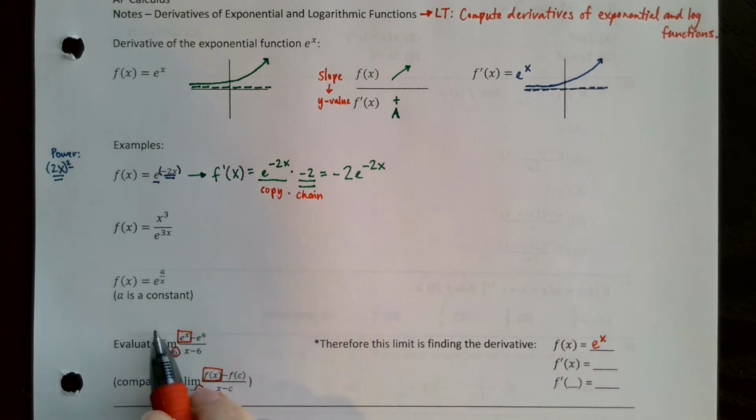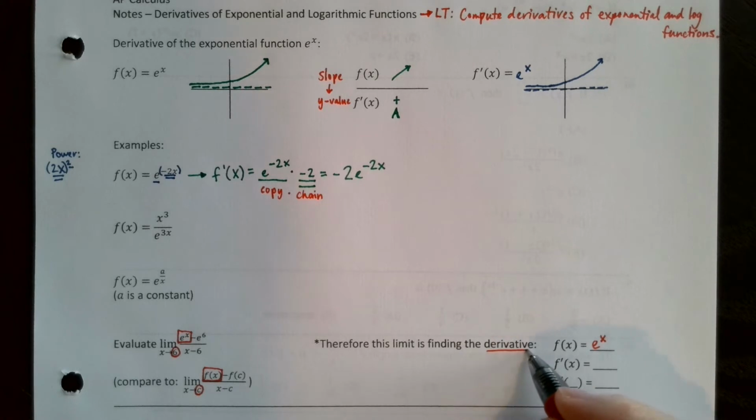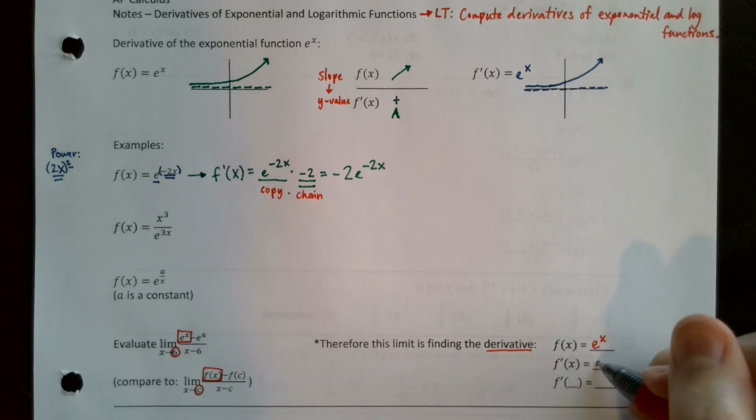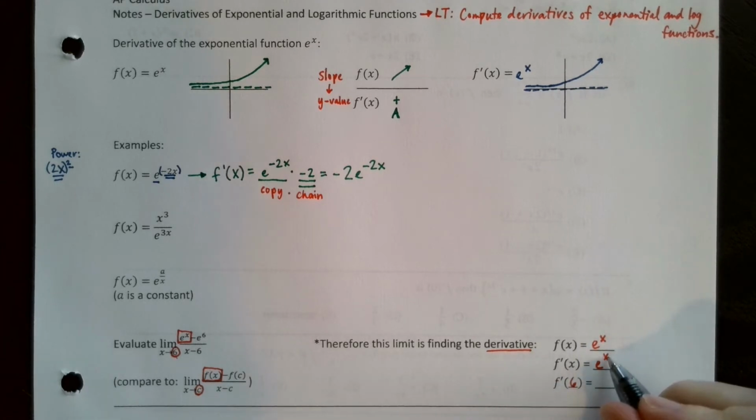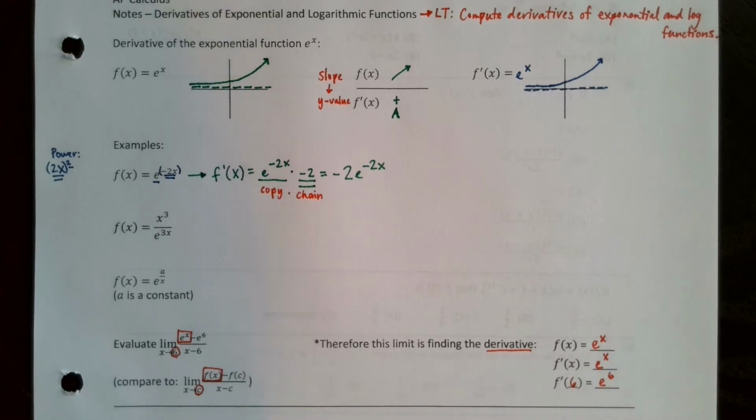And since I know this is a derivative formula, they're asking me to find the derivative of that function. And lucky for us, the derivative of e to the x is itself, e to the x. And finally, they're asking me to evaluate that derivative at a specific c value. So I look here in the limit in this formula, and that c value is 6. So plugging 6 into my x and my derivative, final answer would be e to the 6th.